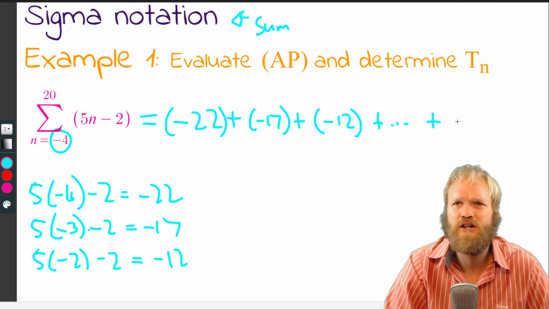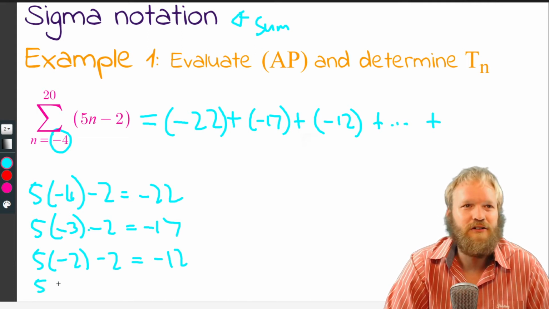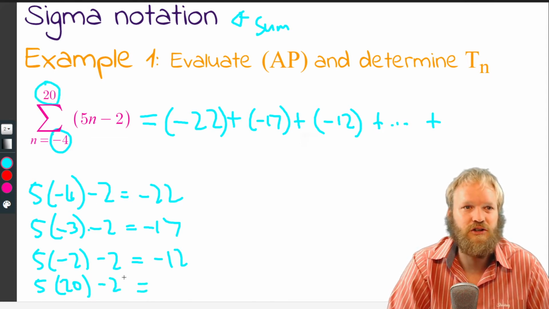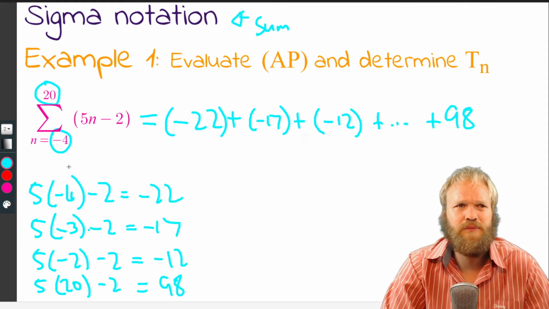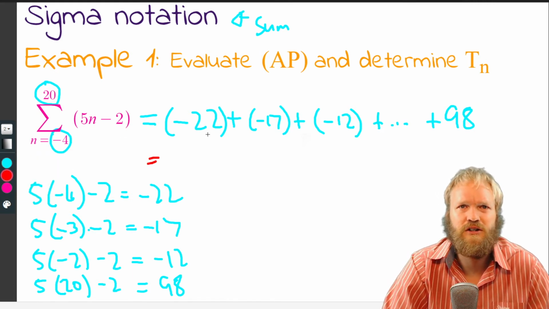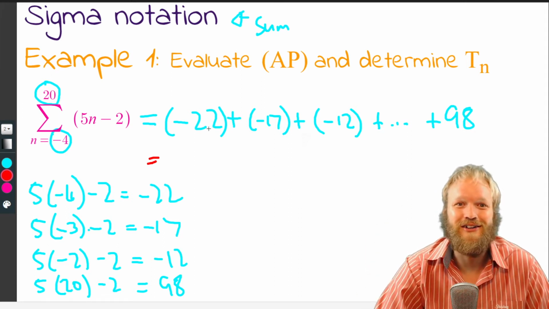Now, how are you going to work out what this last term is? Well, with a bit of luck, you thought, well, let's sub in 5 times 20, because that's our last term. We go all the way up to 20, minus 2 equals 98. So we know that it goes up to 98. Okay, well, I don't even have to run through too much of the rest, because do you have an idea? And yes, you're going to have to jot it down.